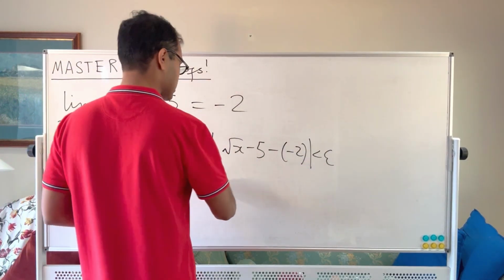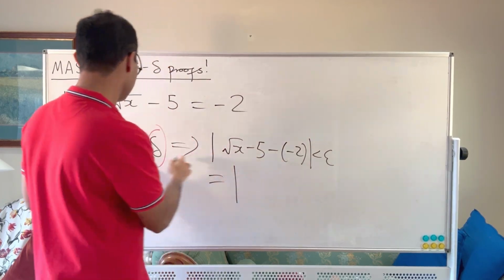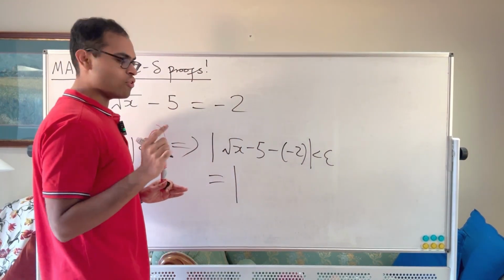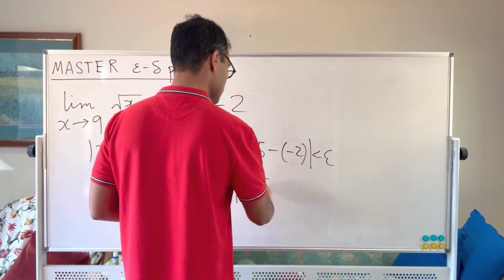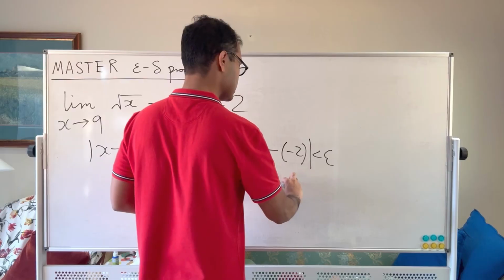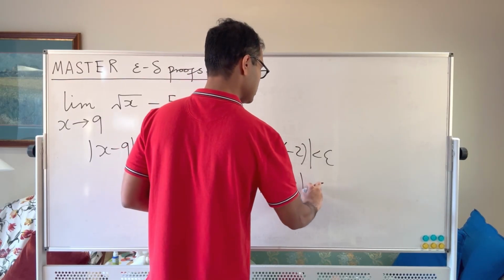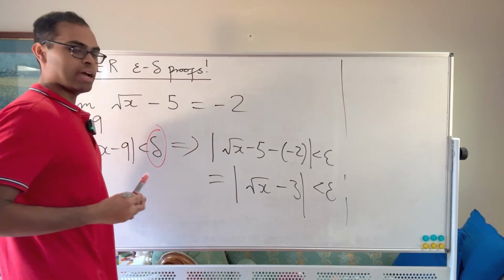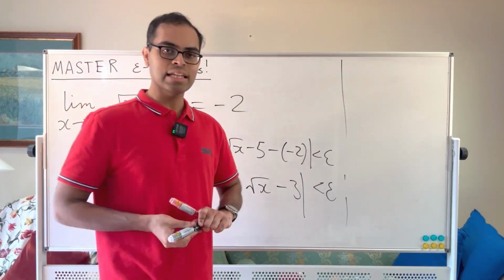So now we can write this. We need to somehow write this expression in terms of x minus 9. That's going to be slightly tricky, the same idea as before but slightly different. Root x minus 5 plus 2 is going to be root x minus 3, and we want the absolute value of this to be less than epsilon. Now, how do I write this in terms of x minus 9? That's going to be slightly subtle.